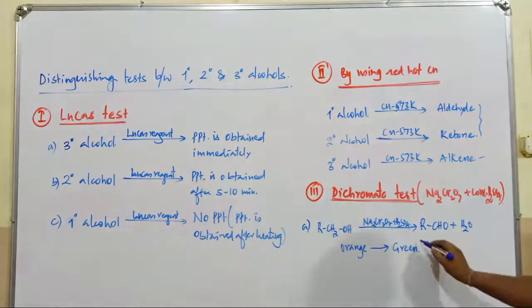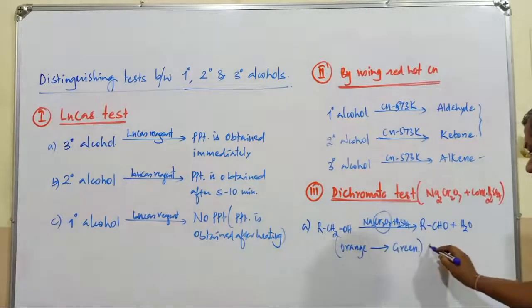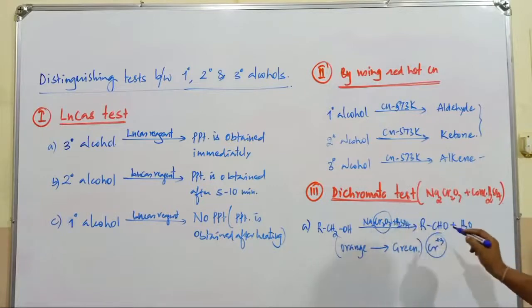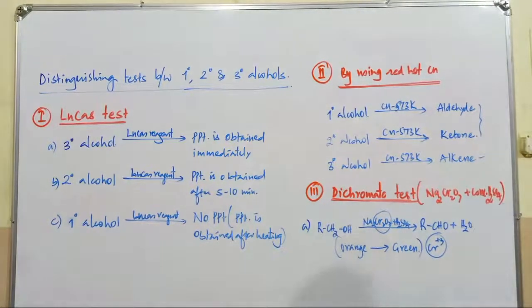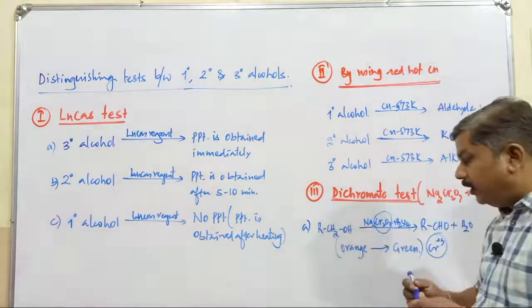Orange color converts into green color. Orange color is because of dichromate. Green color is because of Cr+3. Chromium gets converted into Cr+3. For that purpose, orange color converts into green color. Wherever orange goes into green with the formation of aldehyde, the alcohol is going to be which one?